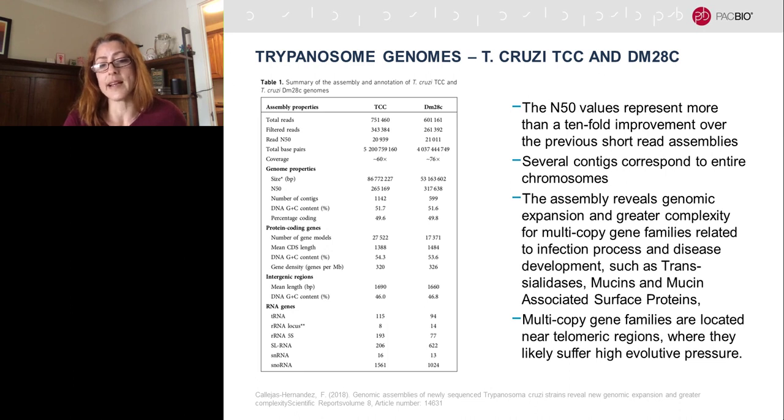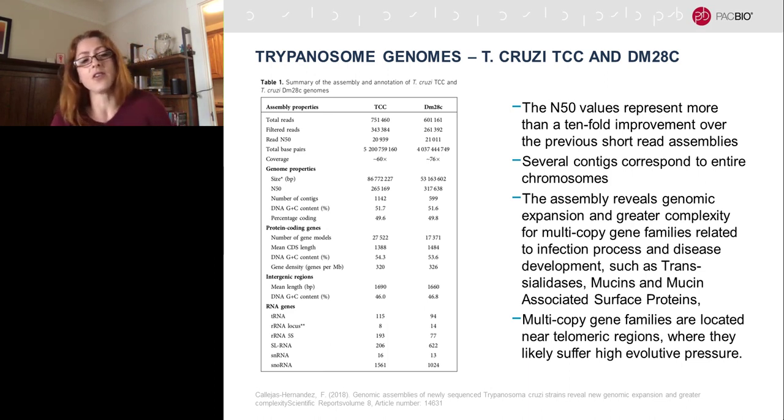And the assembly reveals a tremendous amount of genome complexity, much greater complexity for multi-copy gene families related to infection processes and disease development, including trans-sialidases, mucins, and mucin-associated surface proteins. And as with the Plasmodium genome, it was found that a lot of these multi-copy families are located in the telomeric regions, where they are likely under very high evolutionary pressure and subject to frequent changes and rearrangements.